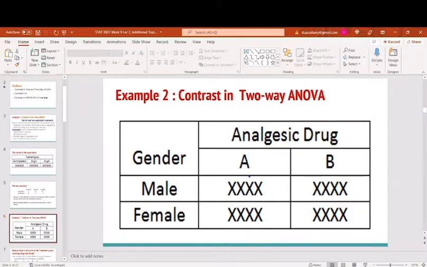How do we do contrast? How do we set up contrast in 2-way analysis of variance? I think I just showed you how to do that in 1-way analysis of variance. But how do we actually set up contrast in 2-way analysis of variance?